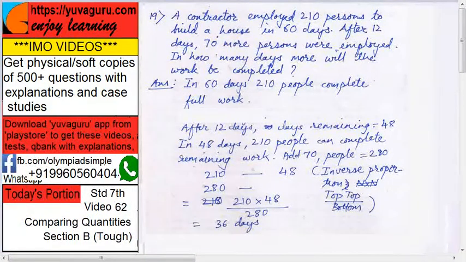Let's start. A contractor employed 210 persons to build a house in 60 days. After 12 days, 70 more persons were employed. In how many days more will the work be completed?